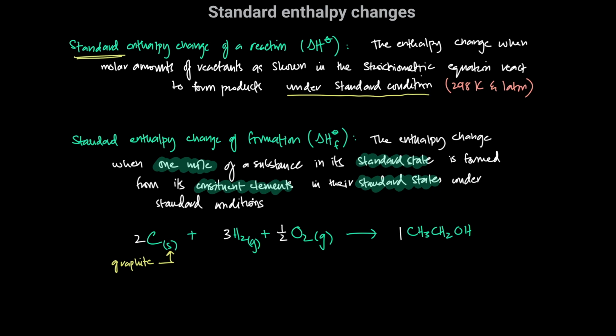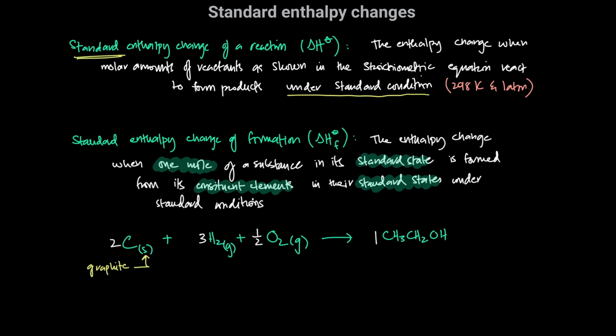So this is the balanced equation for the enthalpy change of formation. The enthalpy change for this reaction is the enthalpy change of formation of ethanol. It's the enthalpy change when 1 mole of ethanol in its standard state, that would be the liquid state, is produced from its constituent elements in their standard states under standard conditions. So the enthalpy change for this reaction is the enthalpy change of formation of ethanol.